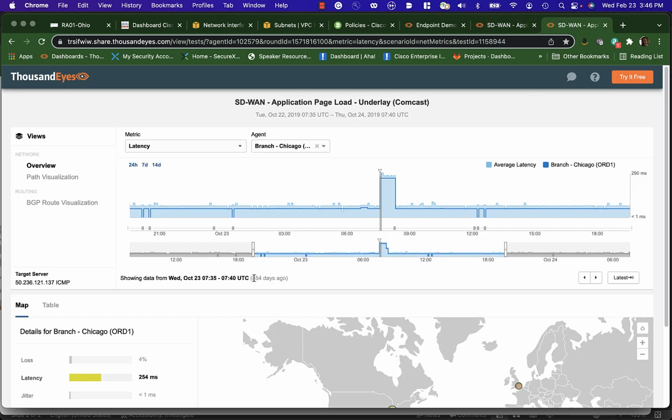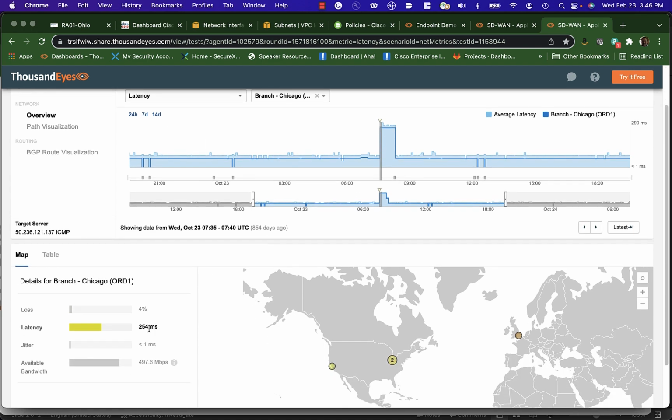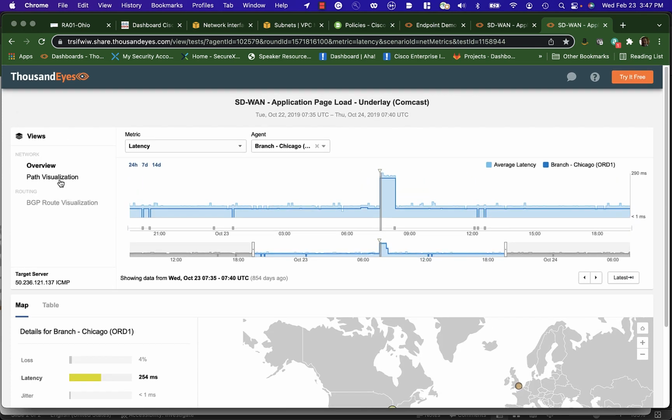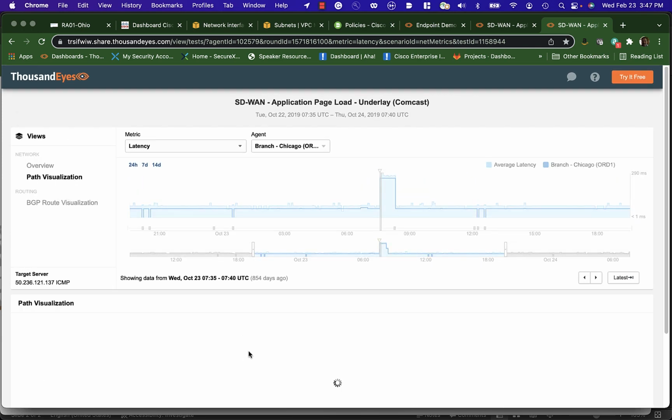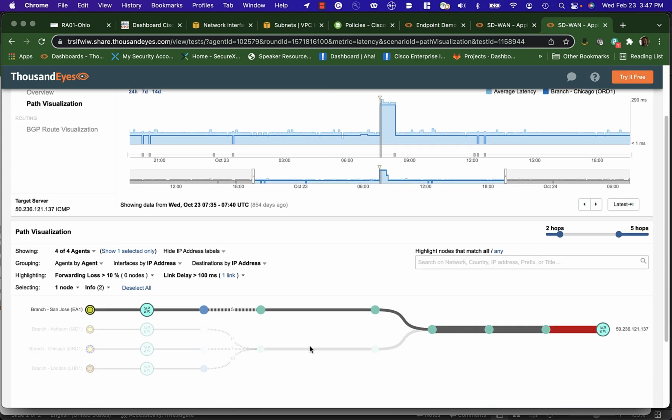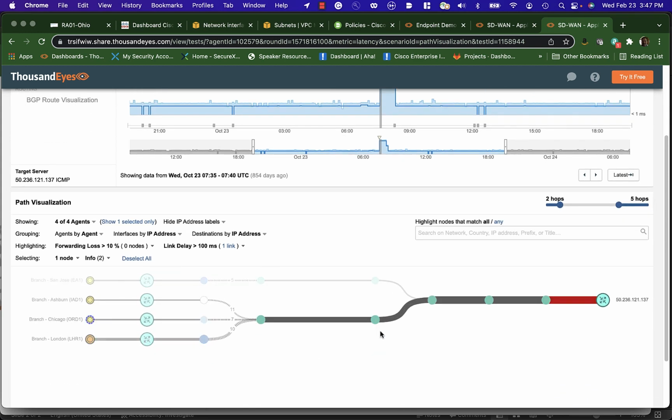We've got another analysis here that is taking a look at the underlay itself, the same problem area. Again, looking at latency, and we see on the overview that latency is very high again. I'm going to take a look at the path visualization as we see it for the underlay. 4 agents again going to a site. And now we're going to the router that terminates that SD-WAN connection so we can see what's happening inside of the underlay.